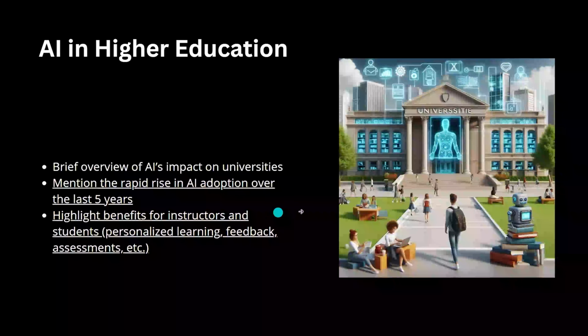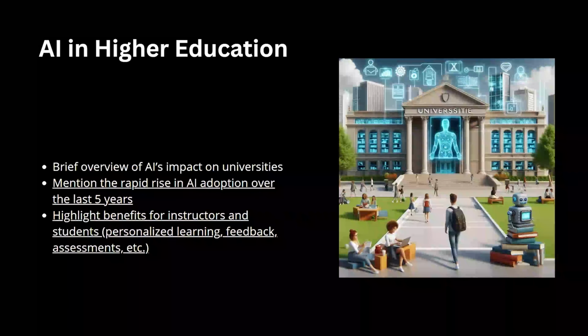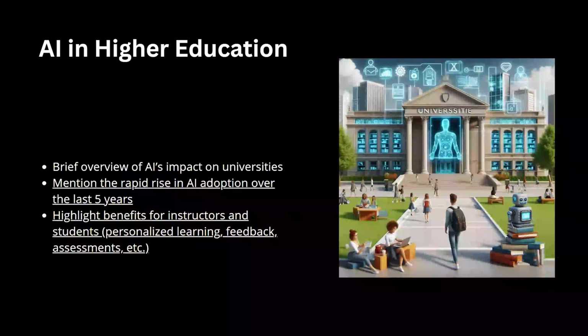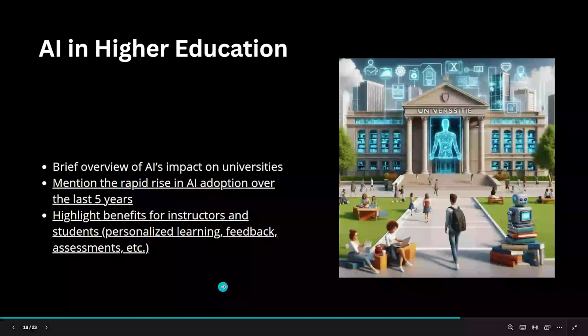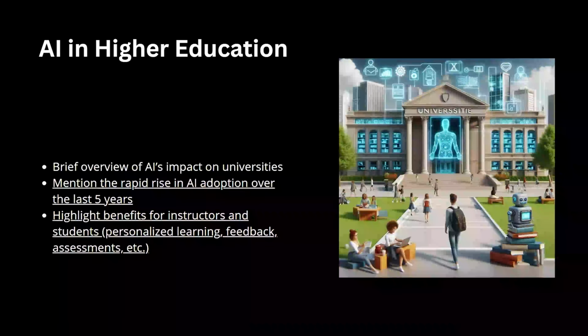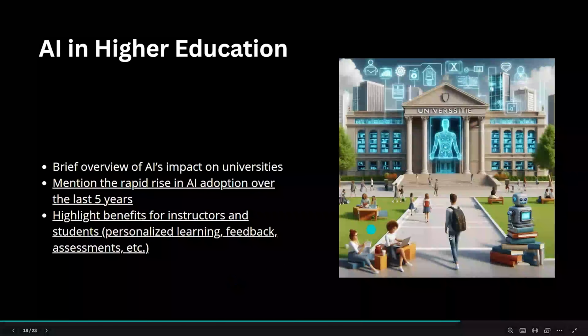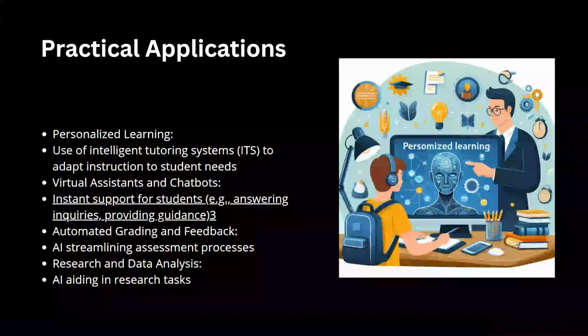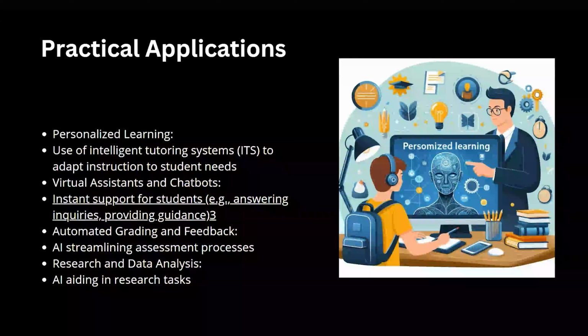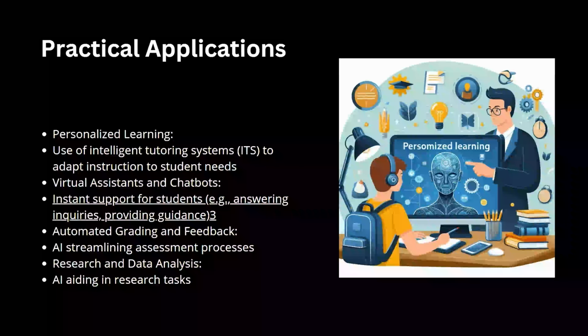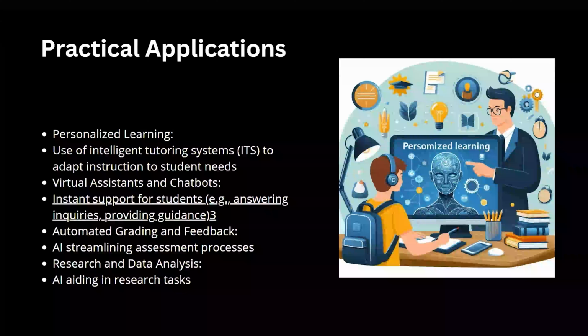So I can just take this and say, AI has had a rapid rise in adoption over the past 5 years. There are multiple benefits for instructors and students, and some of these include personalized learning, feedback, assessments, and many others. Here are some practical applications for AI in higher education: personalized learning, use of intelligent tutoring systems, some virtual assistants or chatbots, the ability to provide instant support for students, automated grading and feedback, as well as streamlining assessment processes, research and data analysis, and AI can help in research tasks.